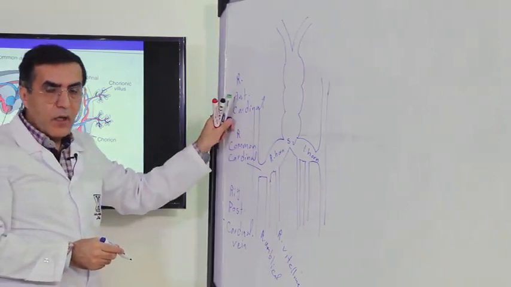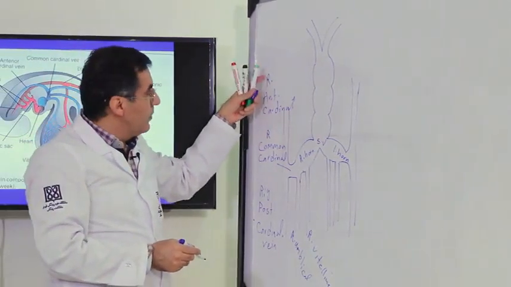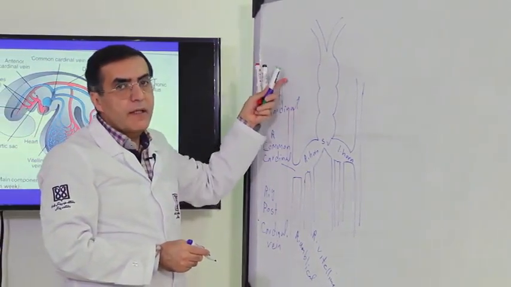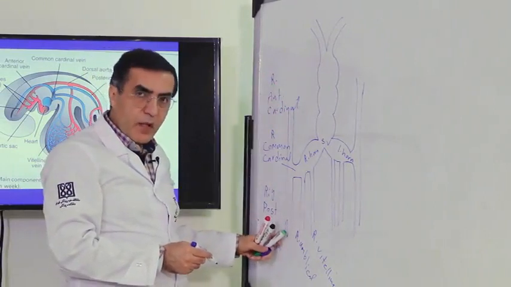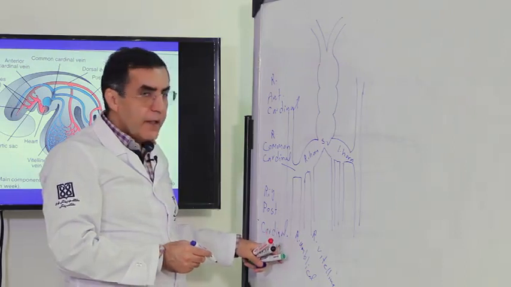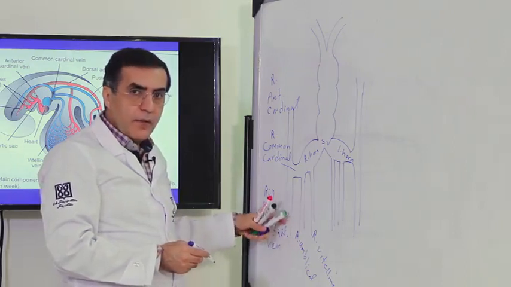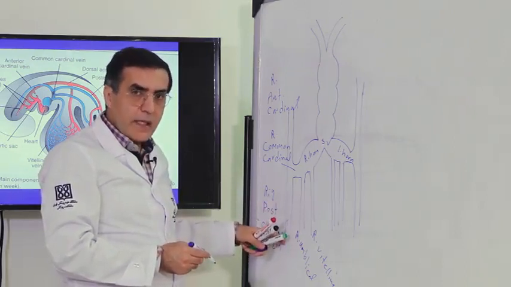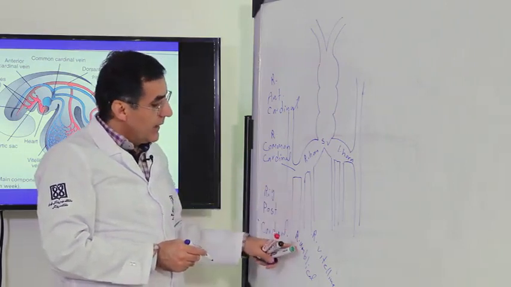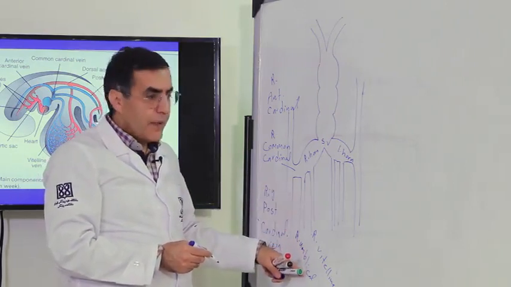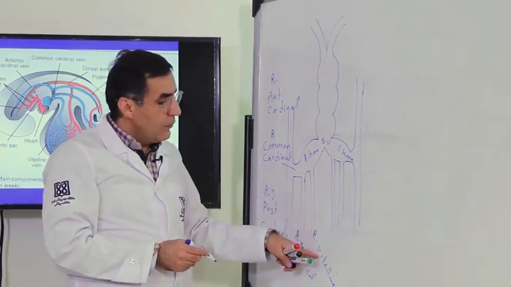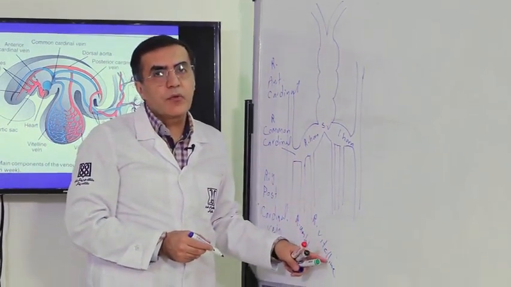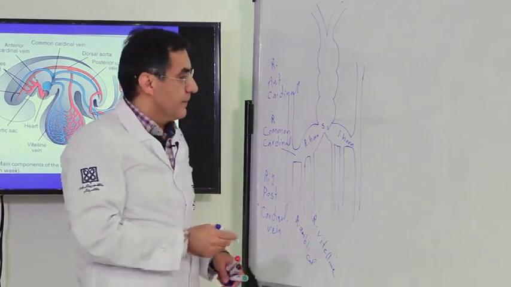The anterior cardinal vein drains the blood from the head and neck and upper limbs. The posterior cardinal vein drains the caudal part of the embryo, it means the lower limbs and abdomen. The umbilical vein brings the blood from the placenta, from the mother, and the vitelline vein drains the yolk sac and the gut.